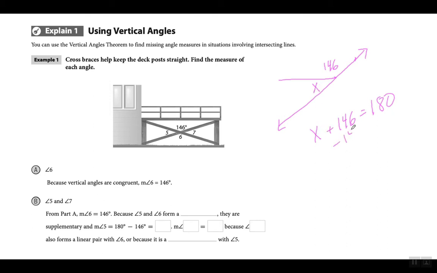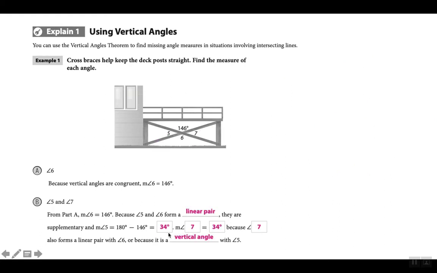I don't know how much this angle is, so I put a variable. Alright, now subtract 146. And you're going to get x equals 34 degrees. Alright, so that means that this angle is 34 degrees. And that means that this one over here is also 34 degrees. So that's it. So angles 5 and 7 are both 34 degrees.